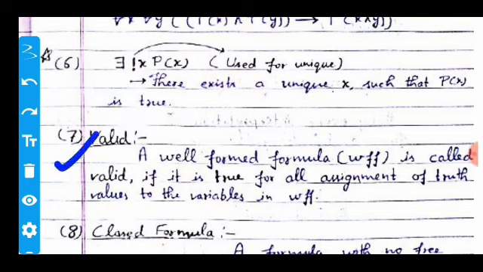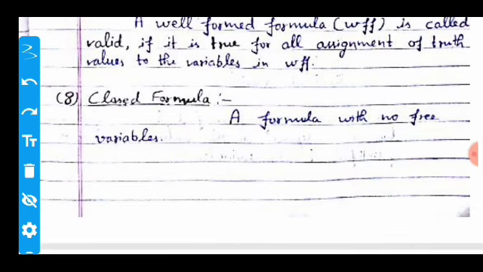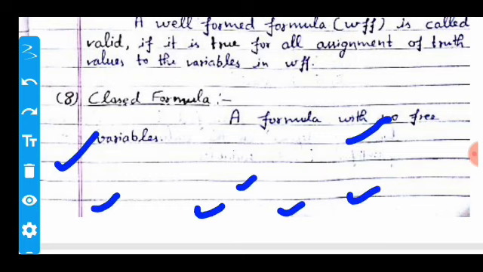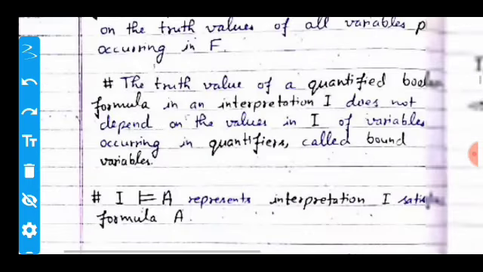Now come to valid. A well-formed formula, WFF, is called valid if it is true for all assignments of truth values to the variables in the WFF, meaning well-formed formula. Now move on to closed formula. Closed formulas are formulas with no free variables. Because there is no free variable here, it is called a closed formula.